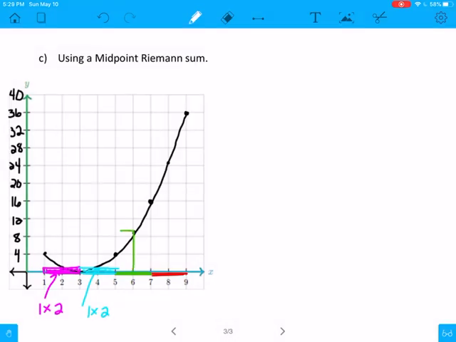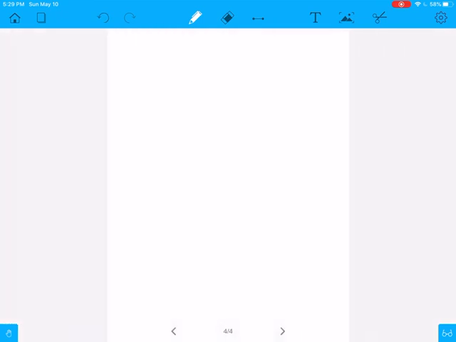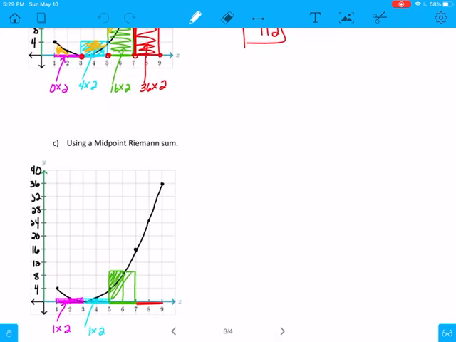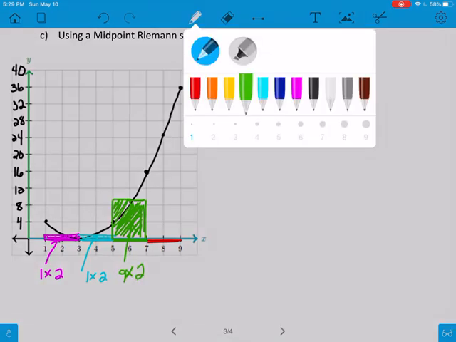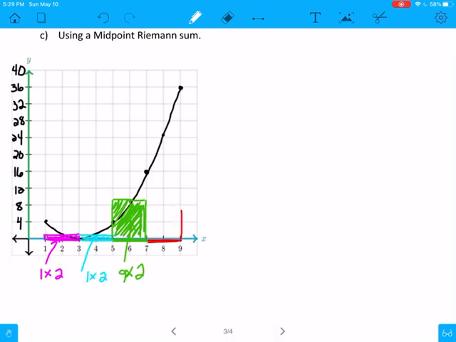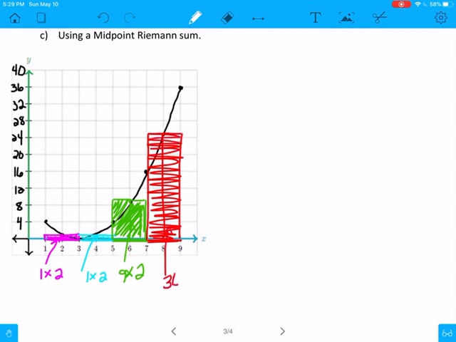Green, I'm going to go to 6 because it's in the middle. It has a height of 9. If my hand touches the screen, it tries to send it to a new page. So this is 9 times 2. And then the red, I go to the middle, which is 8. Follow it up to 25. And over and down. And so I have some extra above and some extra below. And this one's going to be 25 times 2.